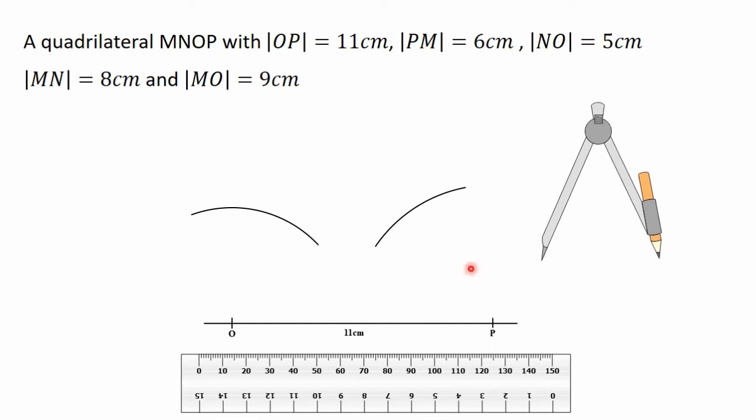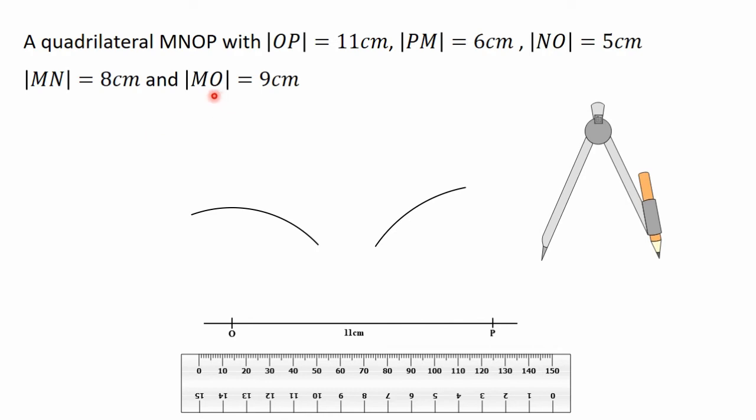Let's continue. The next side given to us is MN, which is 8 centimeters. But before we can construct the side MN, we have to know at least one of the points. So we have to know either point M or point N. But here, we know none of them. We don't know point M, we don't know point N. So we can't construct the side MN at the moment. So let's move on to the next one given to us.